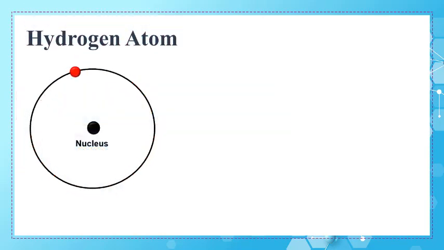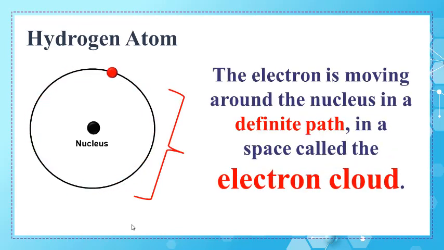You need in this session your chemistry guide, a chemistry notebook, and a pen. Let's consider a hydrogen atom. How is the electron moving around the nucleus? Great, it's moving in a definite path. It's moving in a space called the electron cloud.